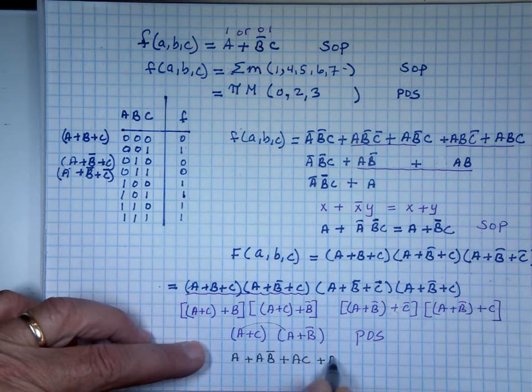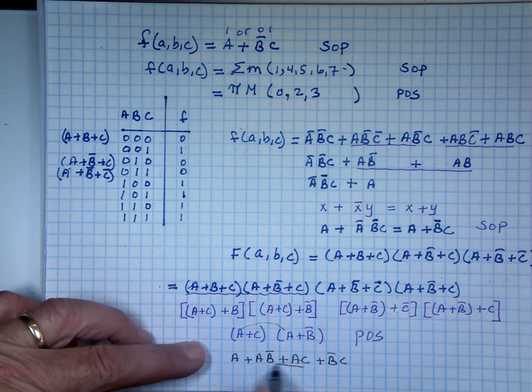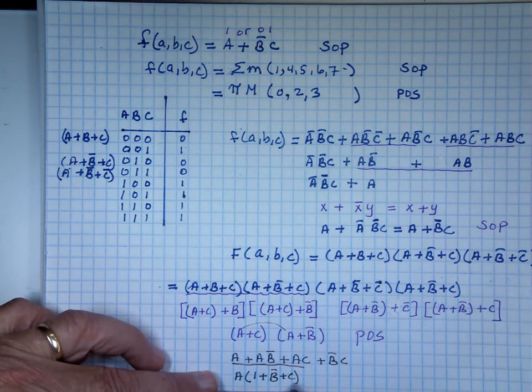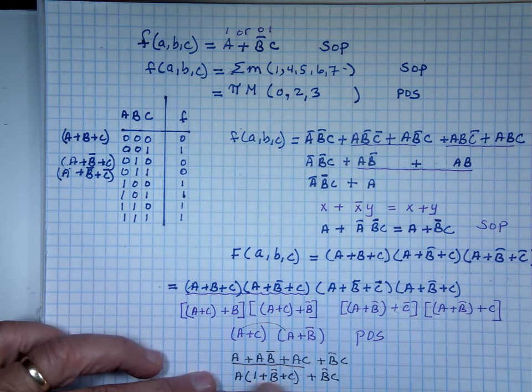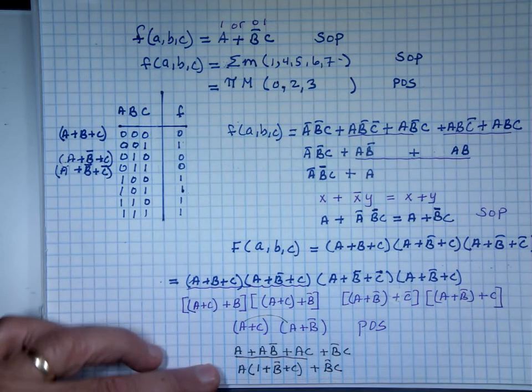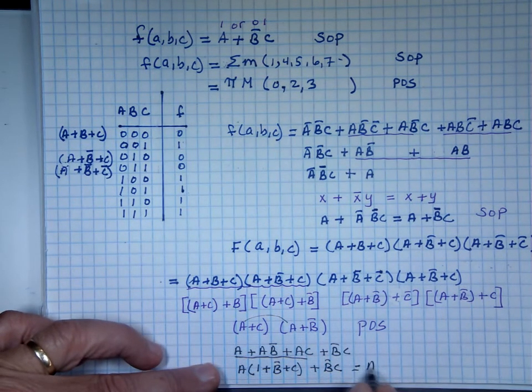What happens to all these three? You can factor an A out. What's left? 1 plus B bar plus C. What's 1 ORed with anything? 1. So that's equal to what? A plus B bar C. Was that the same expression?